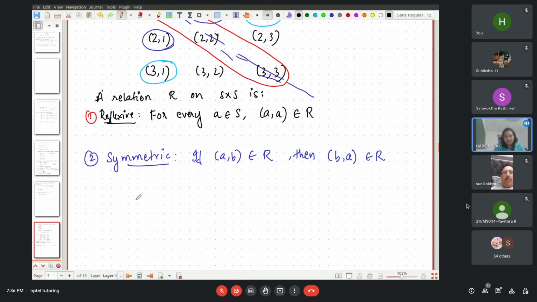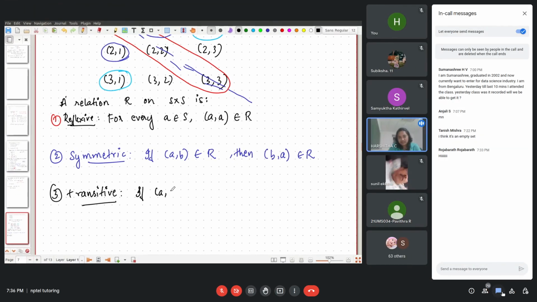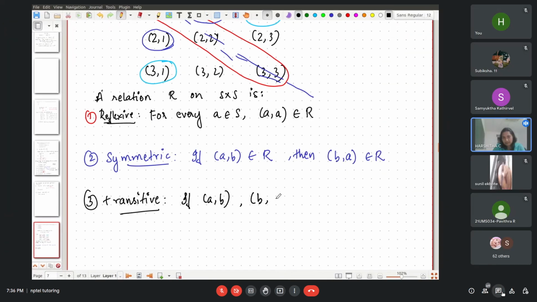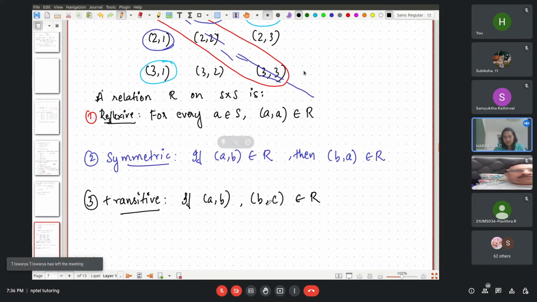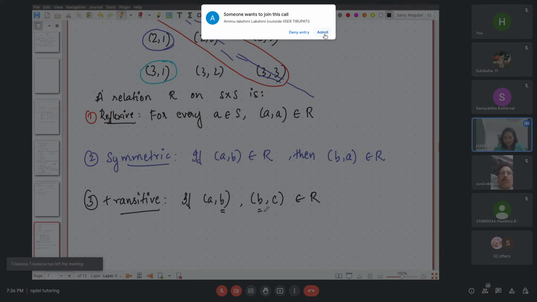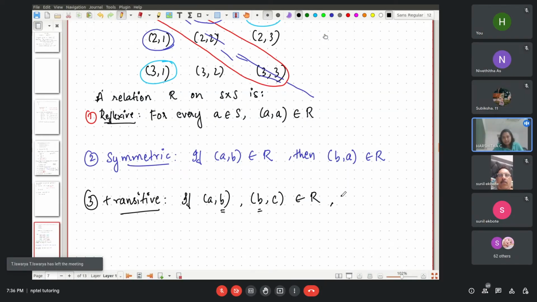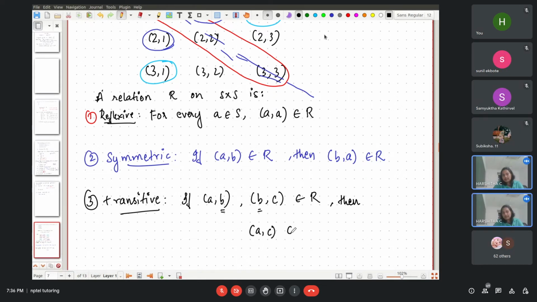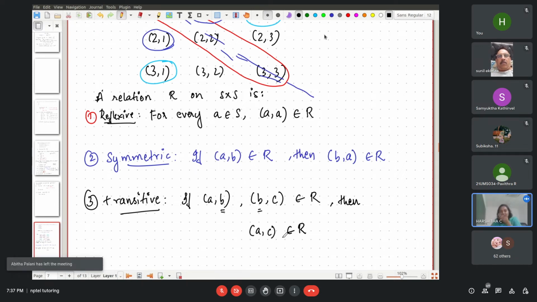And finally, we have transitive. So this says that if AB and BC are in the relation, so if you have the same ending point and same starting point, then AC is also in the relation. So what this means pictorially, you can think about it. So maybe we can discuss if somebody can do that.